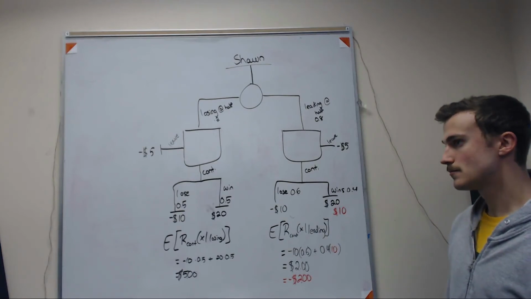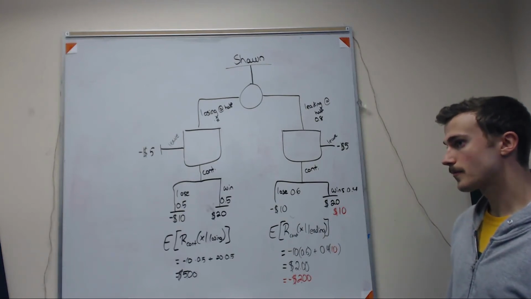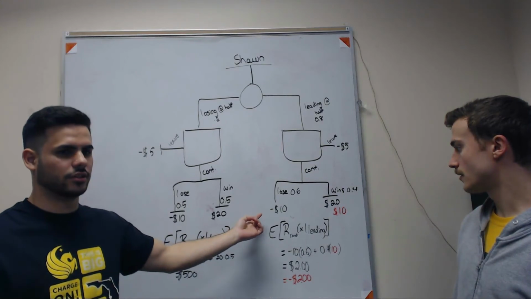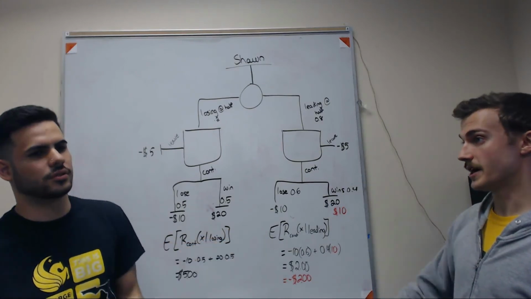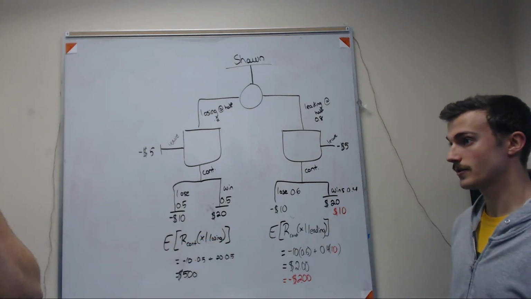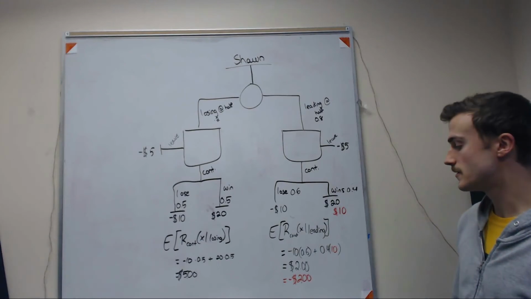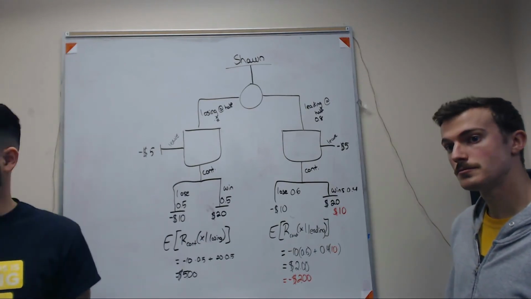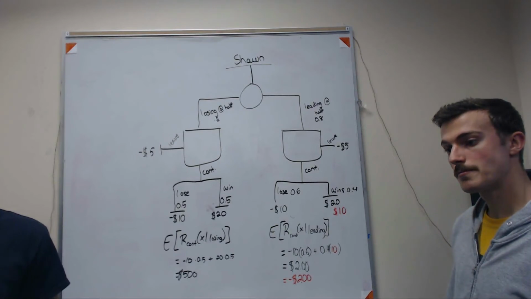Wait, but I have a question. If you know you're going to lose, you're not going to lose $2, you're going to lose $10, right? No, you don't know. It's over time. It's the expected average reward. Gotcha. And if it were the same, then you would just pick either one.